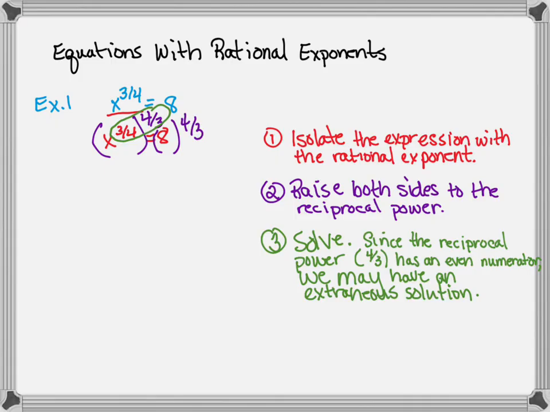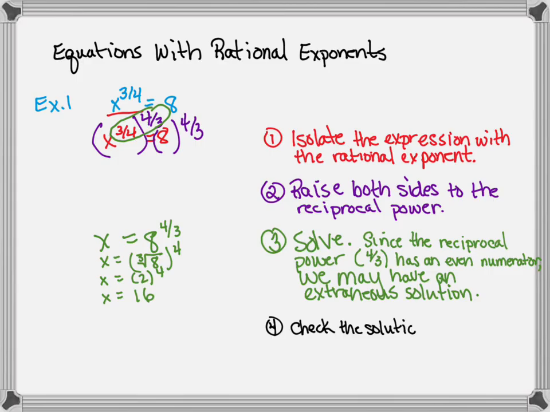So, power to a power, we're going to multiply our exponents. 3/4 times 4/3 gives us the 1. So x to the 1, or just x, equals 8 to the 4/3 power. Simplifying, that means the cube root of 8 to the 4th power. The cube root of 8 is 2. 2 to the 4th power. X is 16. Okay, so let's check our solution.